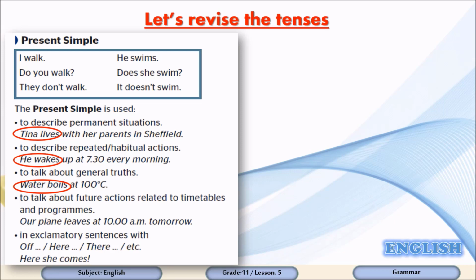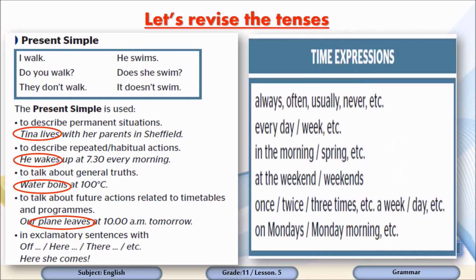4. To talk about future actions related to timetables and programs. Our plane leaves at 10 a.m. tomorrow. 5. In exclamatory sentences with here, for example, here she comes. And here are the time expressions that indicate the present simple. Read them quickly.